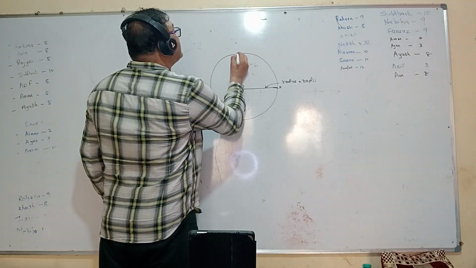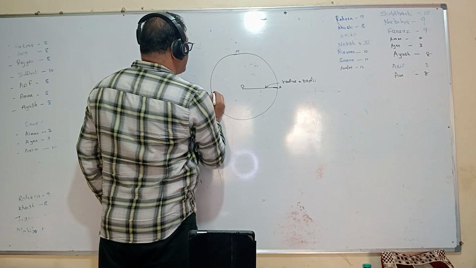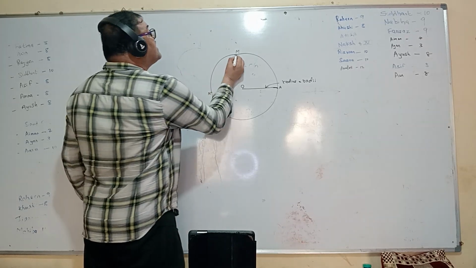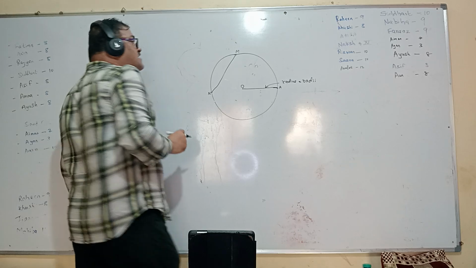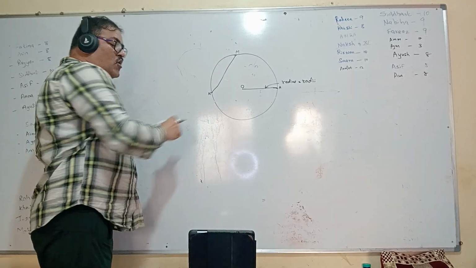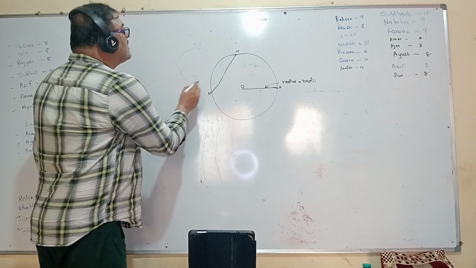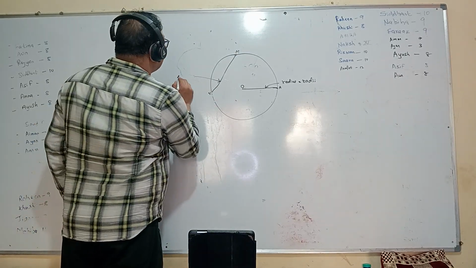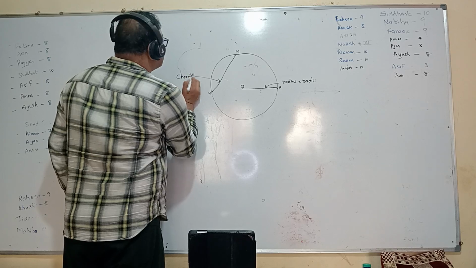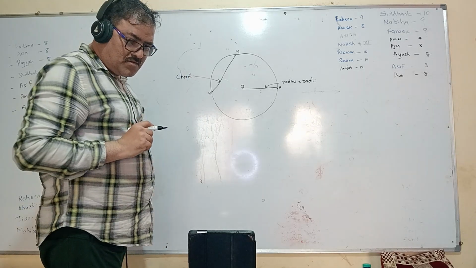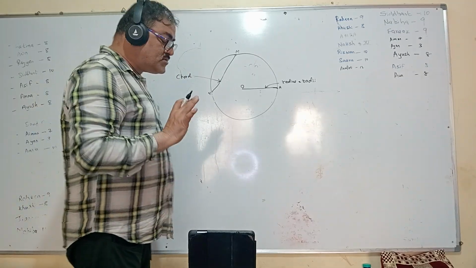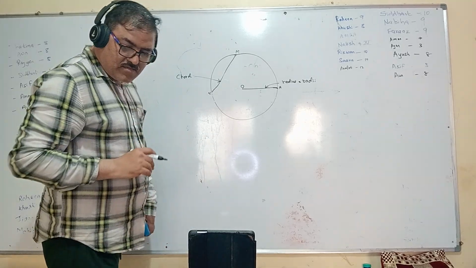Okay, now if I take any 2 points, suppose I take point M over here and point N over here. If I join any 2 points on the circle, what is this MN called? MN is the chord of the circle. You have to say chord, pronounced properly, otherwise it will be wrong.